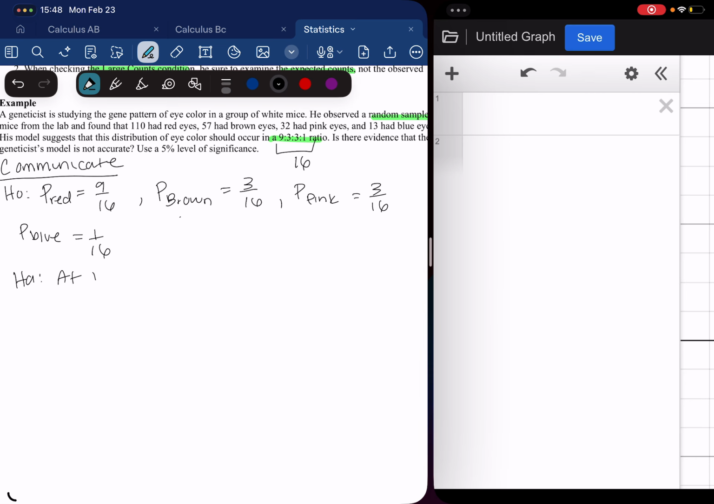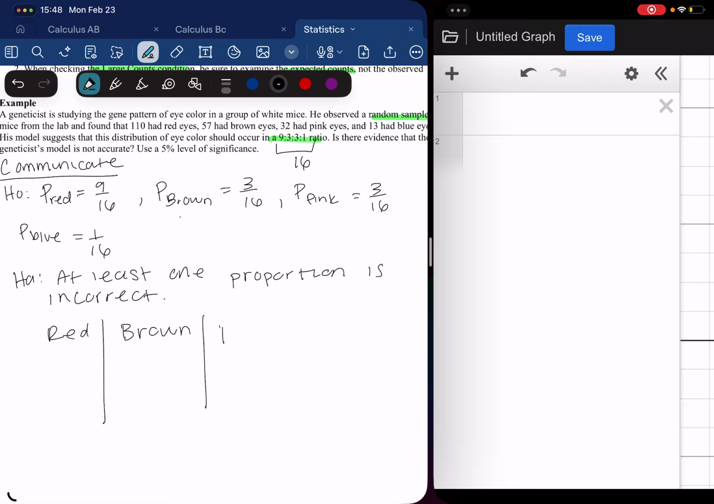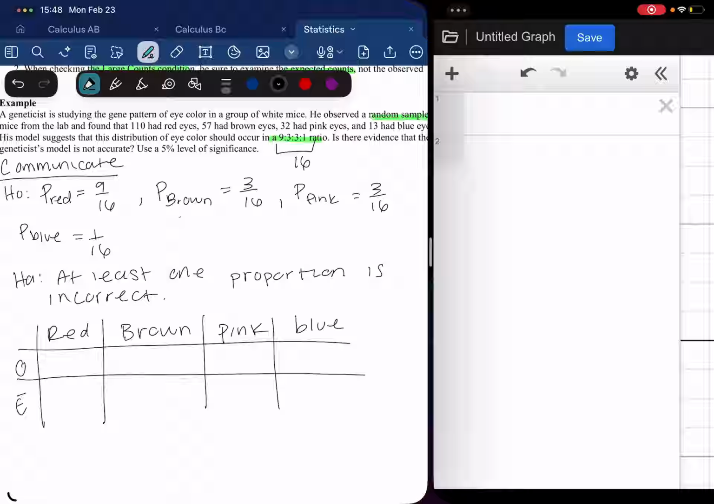So what I'm going to do is go onto Desmos and click the plus sign. I'm going to go to inference, and then go down here under categorical data and click on Chi Squared goodness of fit test. Then it's going to have me type in my observed and expected values. These are the values that I found on this chart here. So observed, I'm going to have to zoom out to type in some numbers. There we go. So 110, 57, 32, and 13.